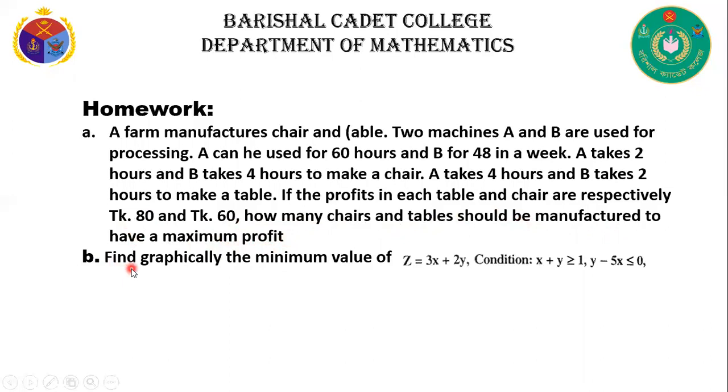And question number B, find graphically the minimum value of Z is equal to 3x plus 2y under the conditions x plus y greater than or equal to 1 and y minus 5x less than or equal to 0.